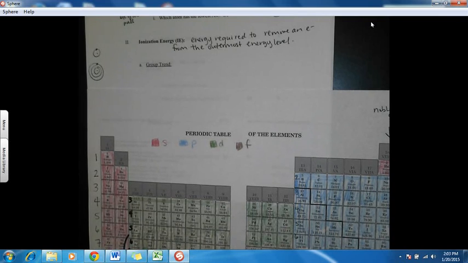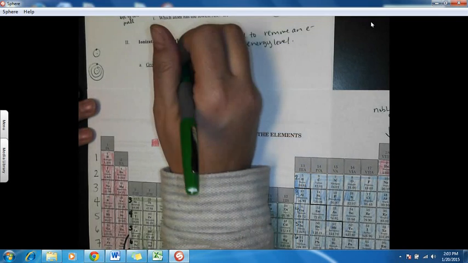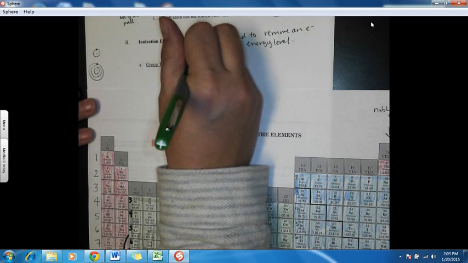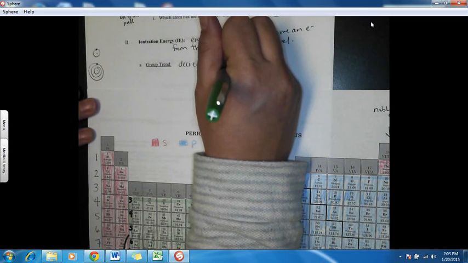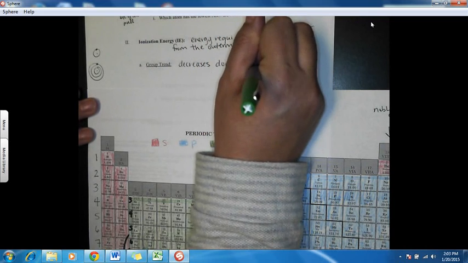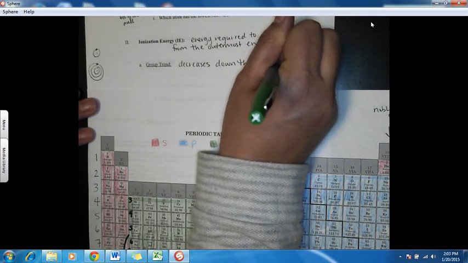So the group trend is that the ionization energy decreases down the group. And again, that relates back to the size. This is inverse to the size. Larger size, larger atomic radius, smaller amount of energy to remove. So you might want to make a note. This is inverse to the atomic radius. Okay?